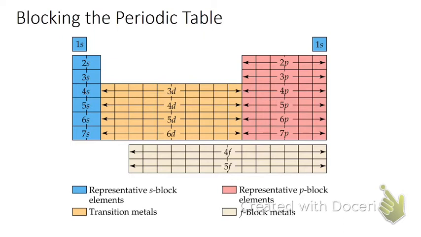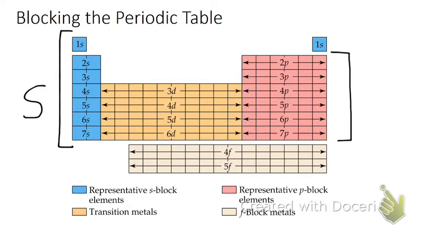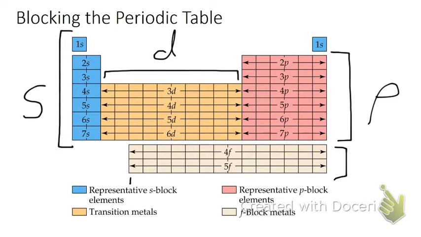Our periodic table is split into 4 main sections. So you have your metals over here, which is our S block. Our non-metals mostly over here, which is our P block. Our transition metals in the middle, which is our D block. And our metals at the bottom, our inner transition metals, which is our F block.